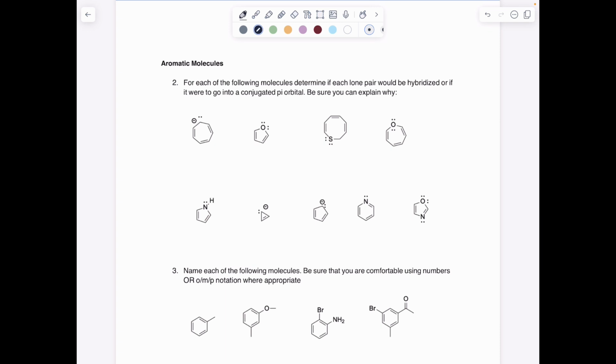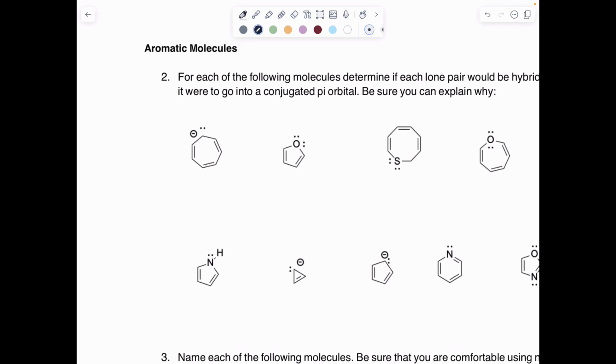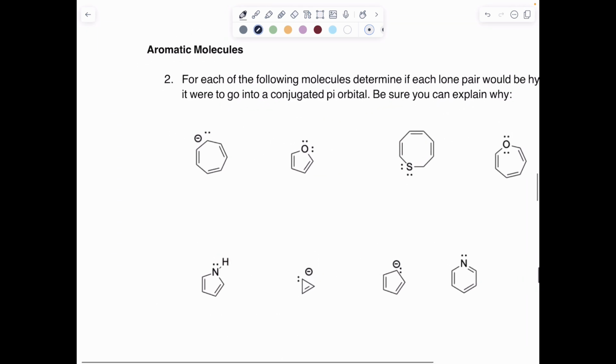In question 2, we're asked to take a look at the following molecules, and particularly the lone pairs within each of these molecules, and determine if the lone pairs would prefer to be in a hybridized orbital or in a conjugated pi orbital. I think it's helpful to remember our rules for aromaticity when we do this exercise, so I'm going to go ahead and write those down now.